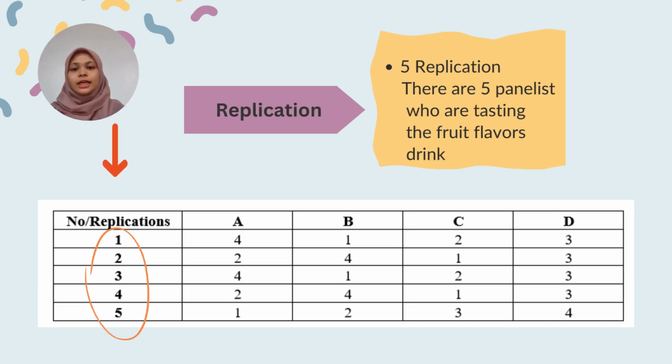So the next component is replication. Replication represents the panelists. In this experiment, there are five panelists who are tasting the fruit flavored drink, which makes the number of replications five.